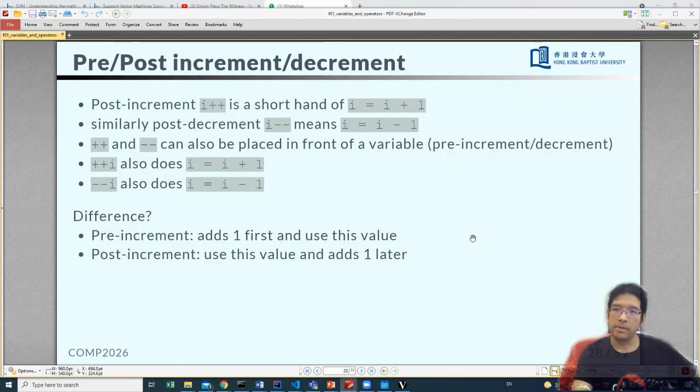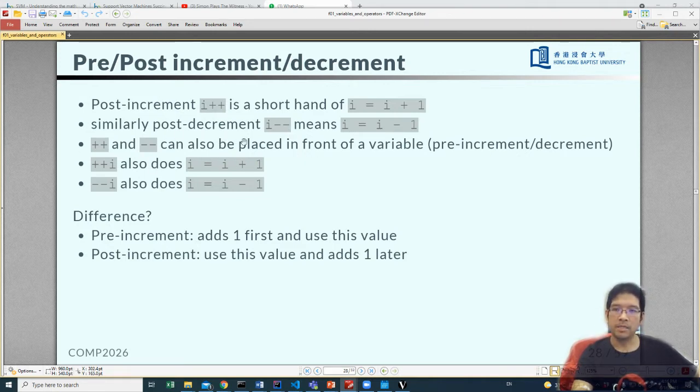Next, we want to talk about the post-increment and pre-increment, post-decrement and pre-decrement. The symbol plus plus we call the increment. The symbol minus minus we call the decrement symbols. Post-increment will be this plus plus symbol followed after a variable. Let's say I plus plus, that is post-increment. This means I equals I plus 1. Similarly, if you do I minus minus, it means I equals I minus 1.